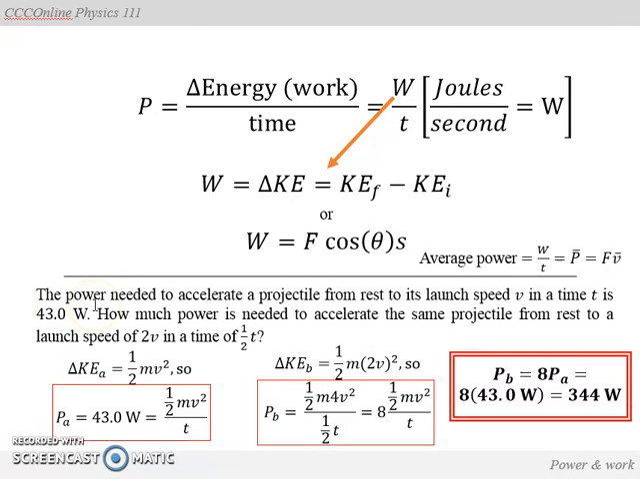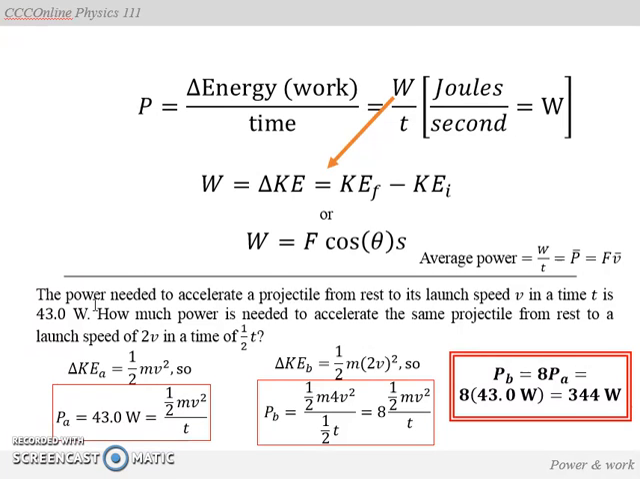Here's one of the conceptual questions that it asks, and we'll walk through this also. The power needed to accelerate a projectile from rest to its launch speed v in a time t is 43.0 watts. How much power is needed to accelerate the same projectile from rest to a launch speed of 2v, so twice the speed, in a time of 1/2 t, so in half the time?